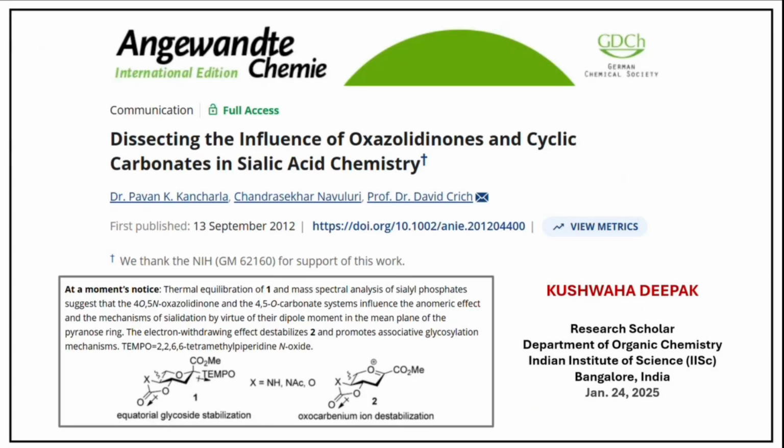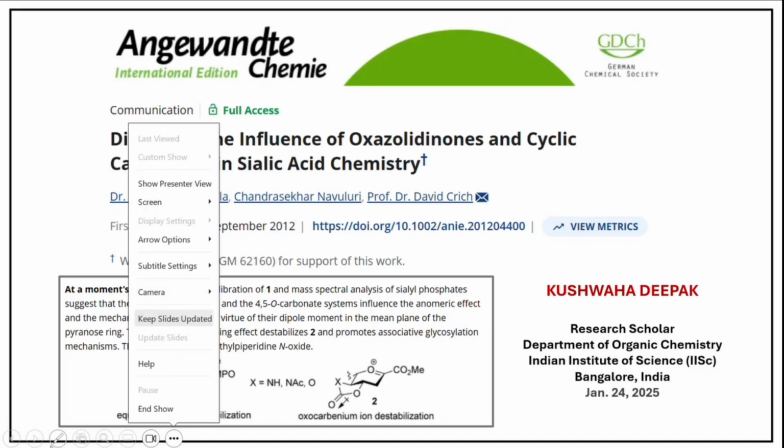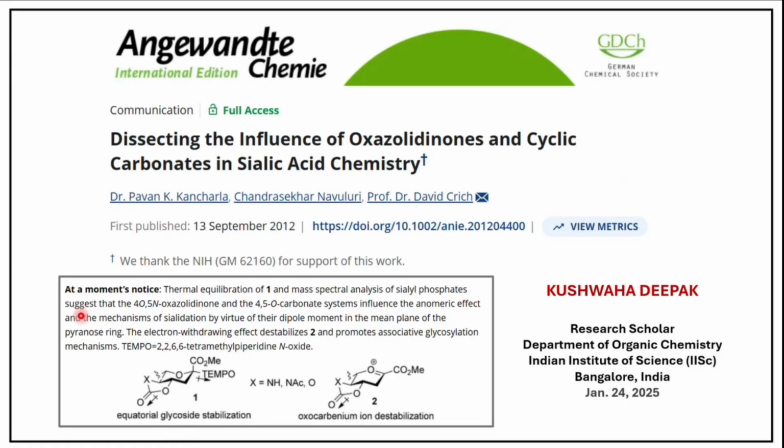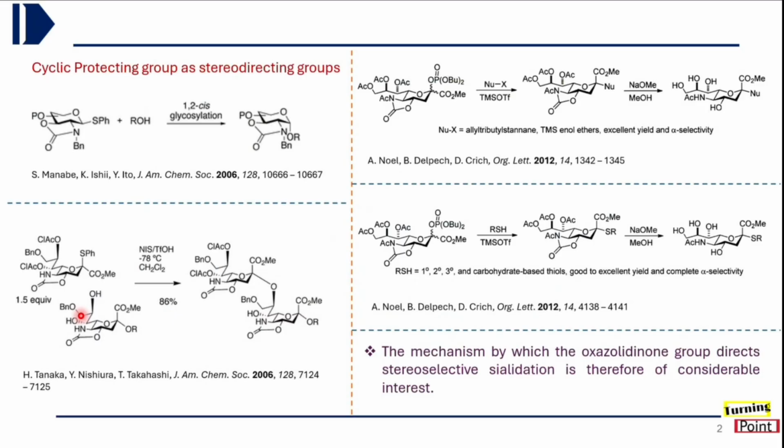So as we know that, protecting groups are important in carbohydrate chemistry. Most of the time they can be used as a protecting group to block the hydroxyl groups or to modulate the reactivity, and in some cases these protecting groups themselves are involved in the stereodirecting effect in the glycosylation.